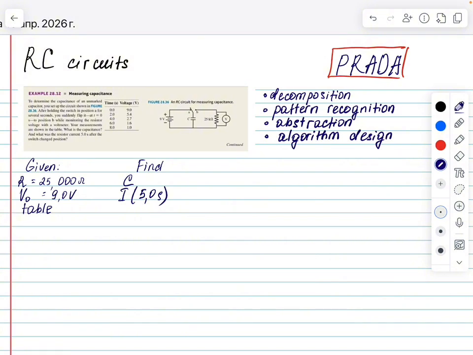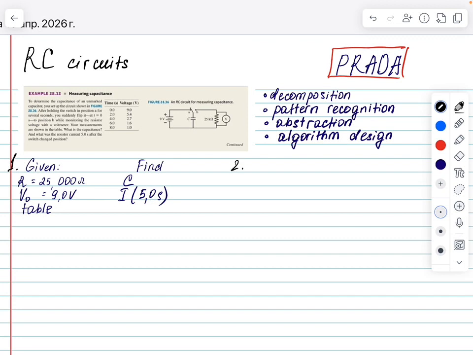So instead of thinking about the whole problem at once, I split it into 2 smaller tasks. First, find the time constant and capacitance. And the second, use that result to calculate the current. And that was the first step.